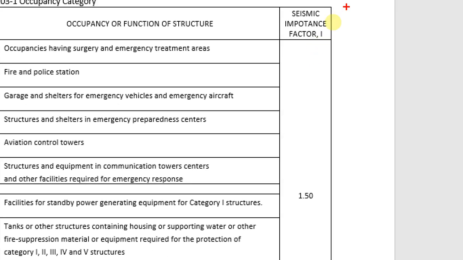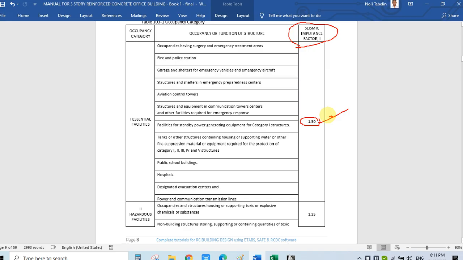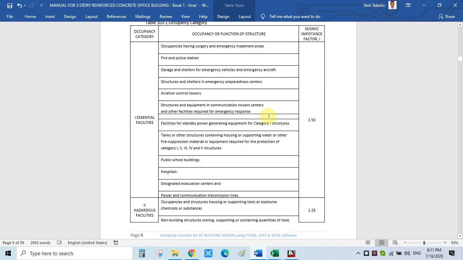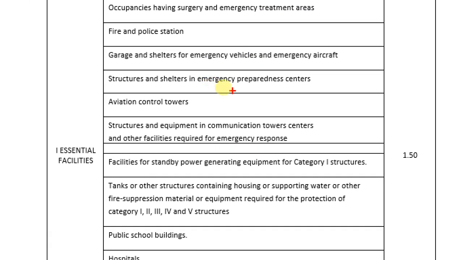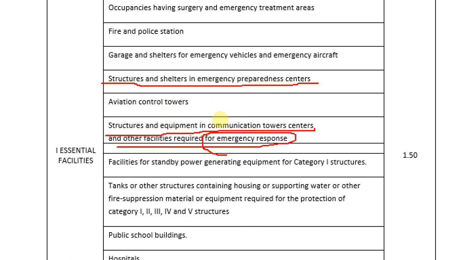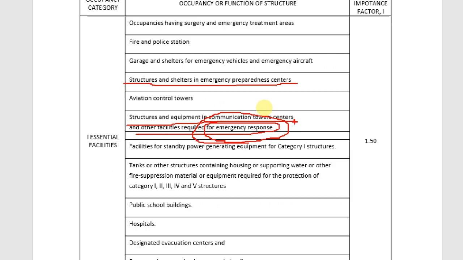So, mas mataas siya ng 50% yung earthquake design dito sa mga essential facilities. Kasi pag nagkaroon ng, let's say, earthquake, mas malakas yung design niya. Kasi, ito yung unang isang occupancy niya, structures and shelters and emergency preparedness center. Structures and equipment and communication towers, centers, and other facilities required for emergency response. So, mas malakas ang earthquake design niya. Okay? So, ang gagamitin natin dyan ay 1.0 lang.